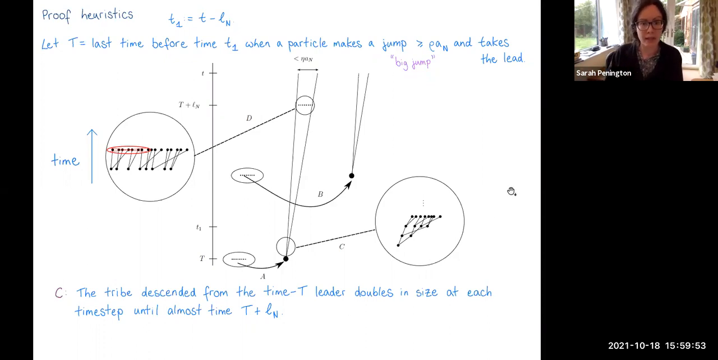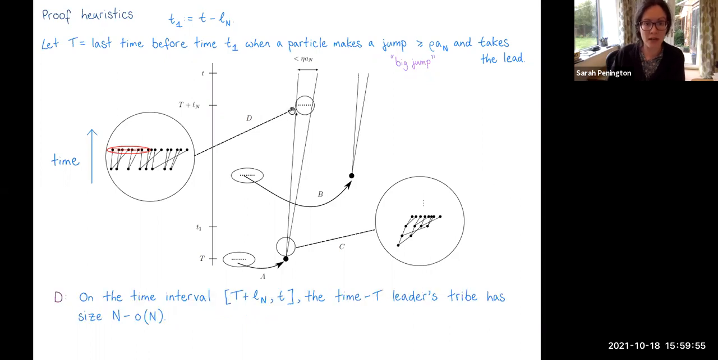And then what D is showing is that from time t plus ln onwards, this blown up bit shows that some of the particles of the tribe will now get killed in the selection steps, because they will be among the n leftmost offspring particles. But because there are only little o of n particles that have got ahead, during the time interval from t plus ln up to little t, the time t leader's tribe still has size n minus little o of n. It's just not growing anymore. So that's roughly what happens between these times capital T up to little t.